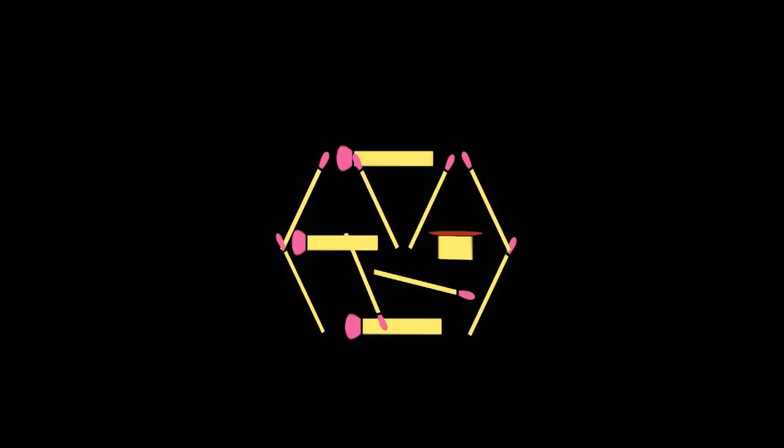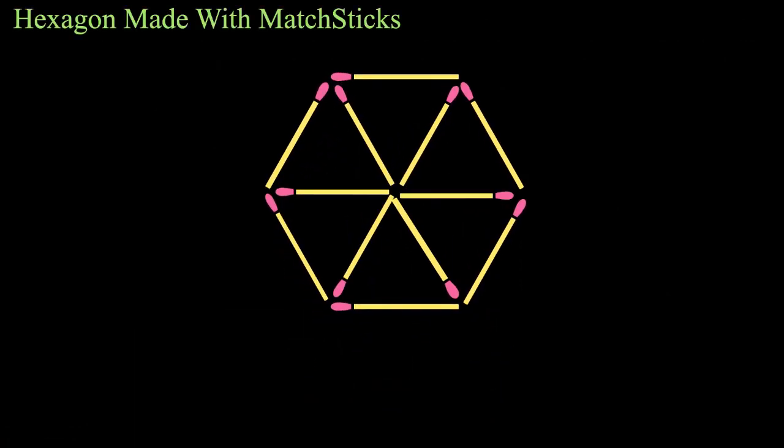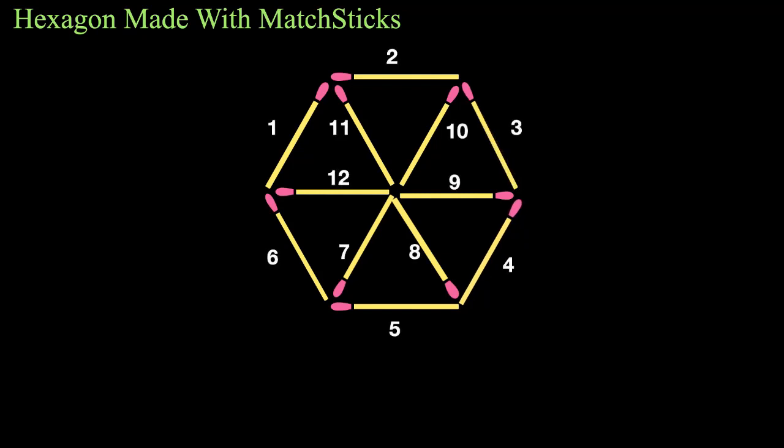Let's get into the puzzle now. Here is a regular hexagon made up of matchsticks with 3 diagonals in it. The task is to convert the given hexagon into 3 equilateral triangles by moving only 4 matchsticks.